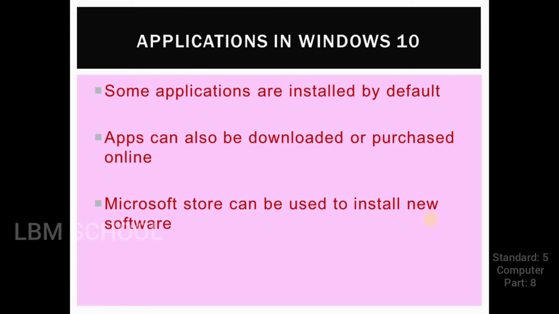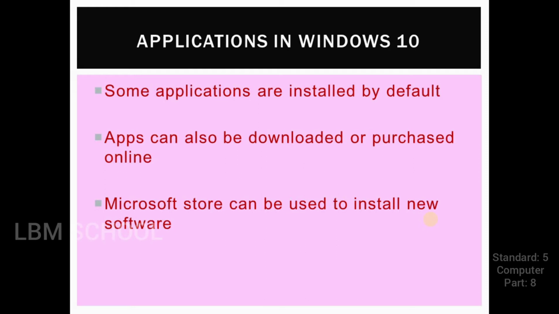That is, whenever you click any web link, it will automatically open in Microsoft Edge, which is a web browser. So, we can change the default settings. Okay, we are able to change the default application settings in Windows 10.